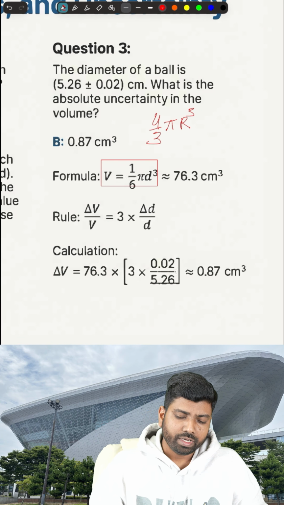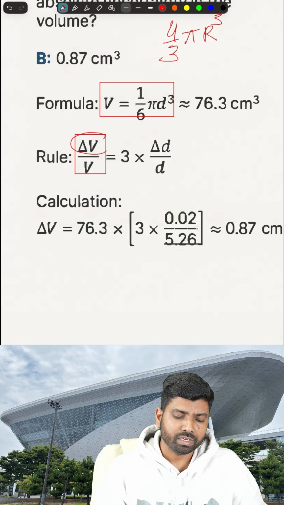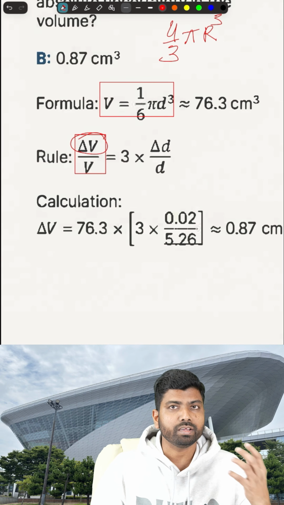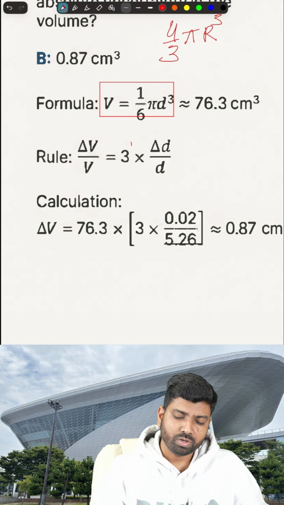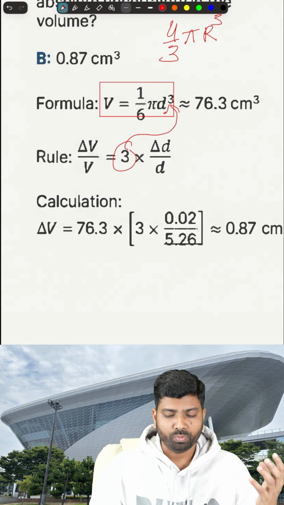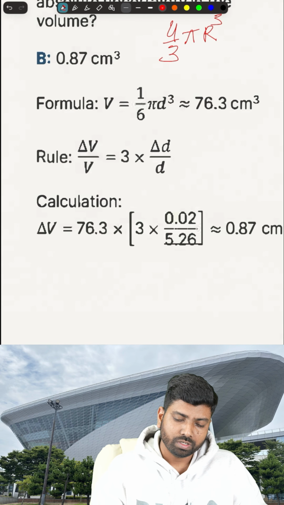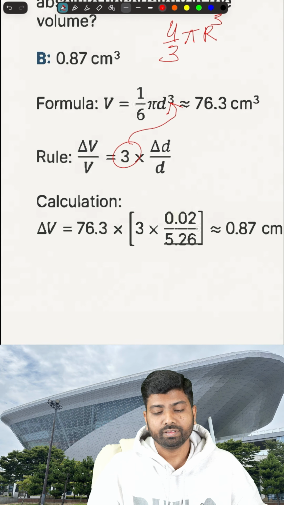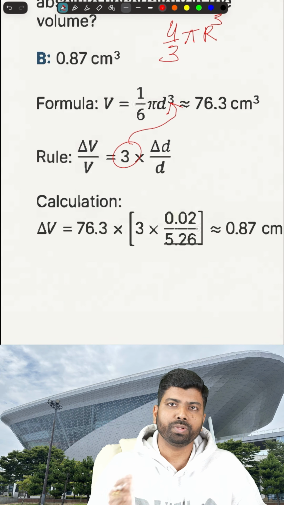So then you know the error calculation rule: delta V upon V. Delta V stands for the error in volume, upon the true volume, which is equal to 3 times. Why 3 times? Because 3 is the power. Already I explained this when I taught you the chapter. So when you are writing the error calculation, the coefficient 3 is due to the power 3, right? 3 times, because errors are always added, not subtracted.